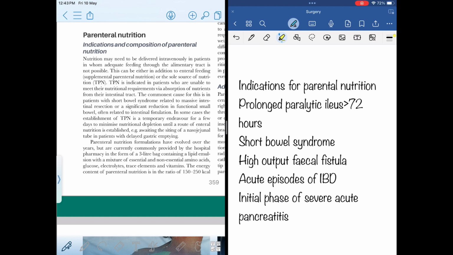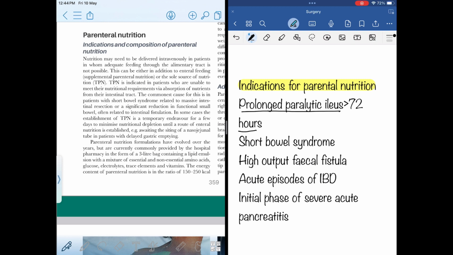So now let us discuss parenteral nutrition. So what are the indications for parenteral nutrition? So one is prolonged paralytic ileus. So paralytic ileus means the propulsive function is lost, paralytic. So more than 72 hours.